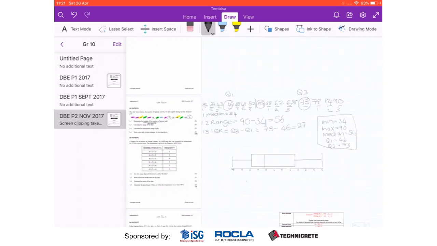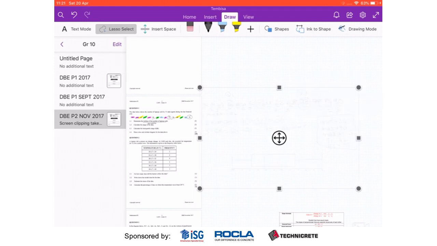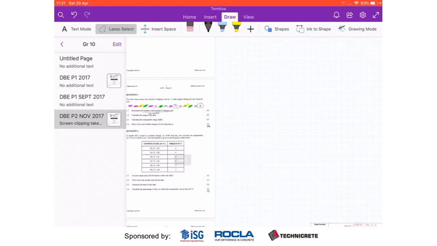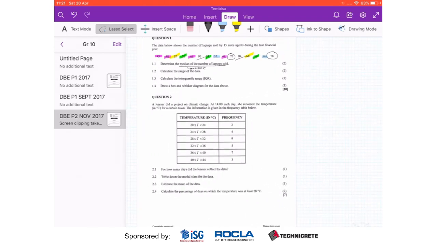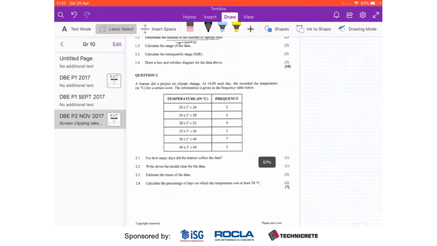Let's move to the next question, which is question 2. Okay, question 2 says, Lynn did a project on climate change. At 2 o'clock each day, she recorded the temperature in degrees Celsius for a certain town. The information is given in the frequency table below. So we're working with data ranges. Okay, so it's got from 20 to 24, 24 to 28, 28 to 32, 32 to 36, 36 to 40, and 40 to 44. So the first question says, for how many days did the learners collect data?